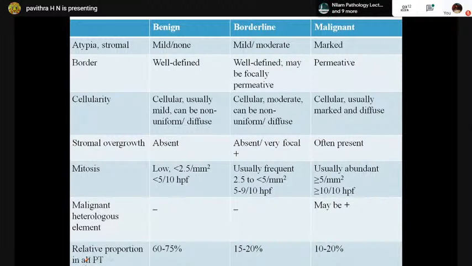Relative proportions in all the phyllodes tumors: benign is the most common one, forming 60 to 75% of cases. Borderline is seen in 15 to 20% of cases, and malignant in 10 to 20% of cases.